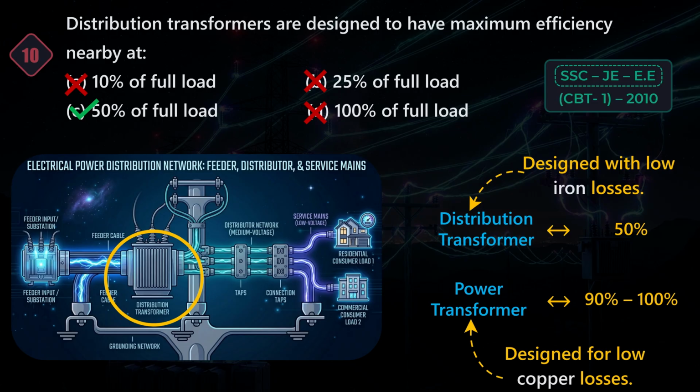Distribution transformers are designed to have maximum efficiency at 50% of full load or nearly 50% of full load.